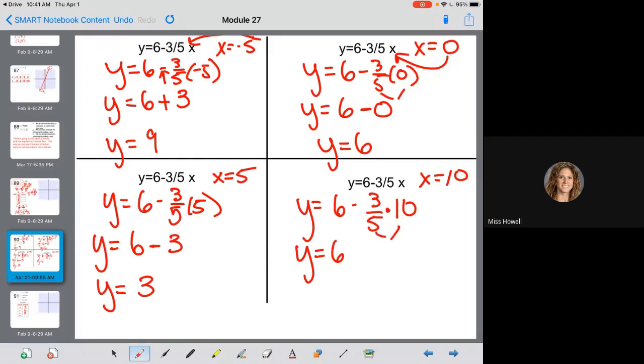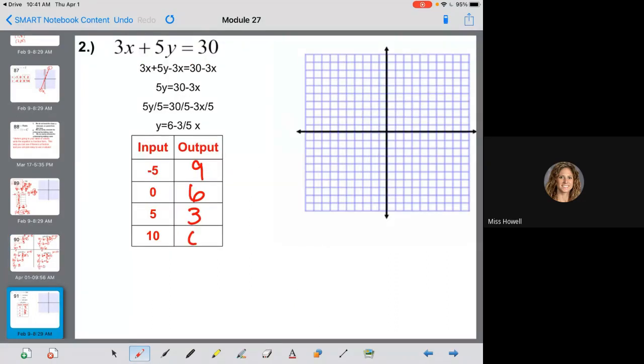Multiply always before you subtract or add. So -3/5 times 10 would just give us -6, or subtract 6. 6 minus 6 then would just give us a 0. So (10, 0) is a place on our line.